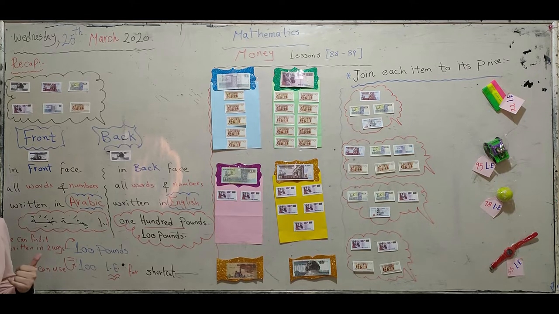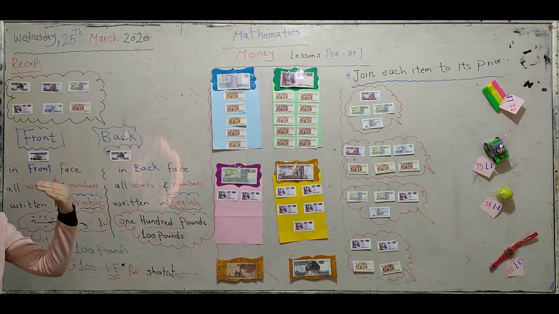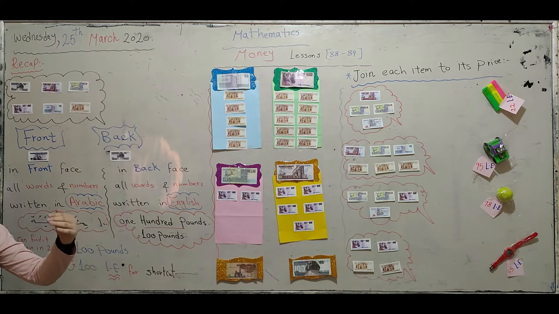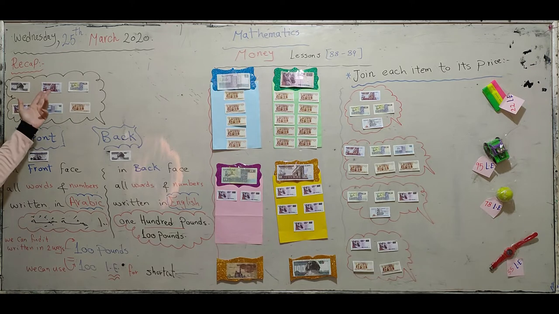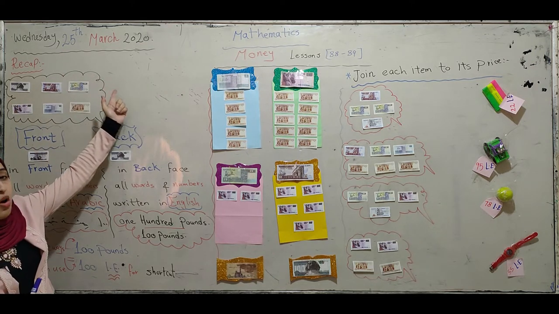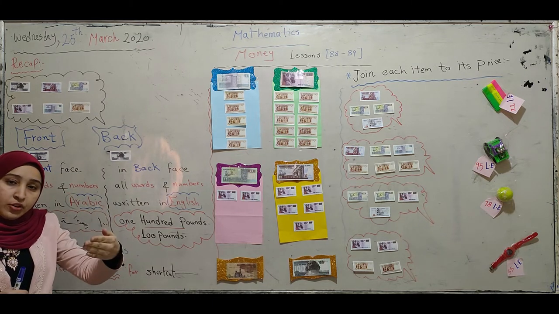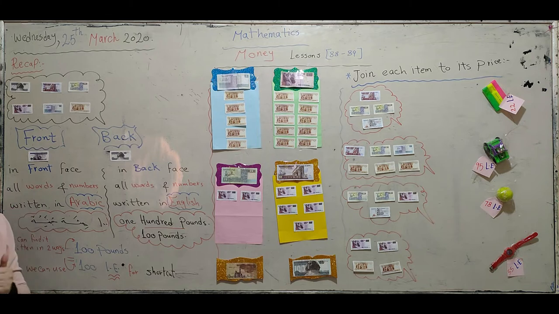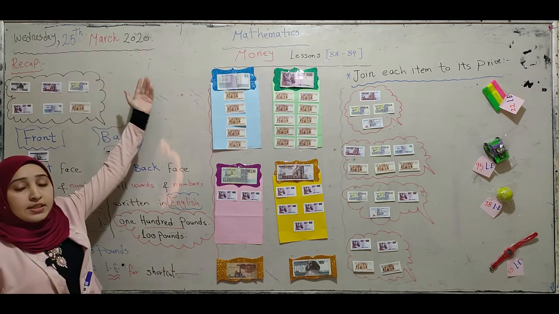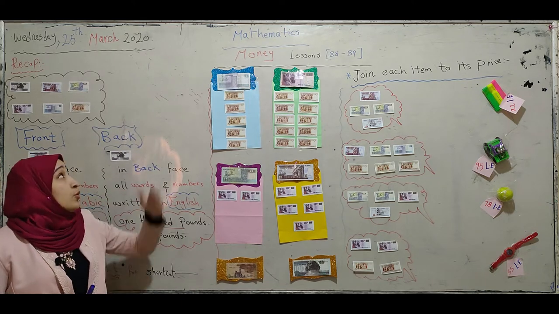Before we start our lesson, let's read our date as usual. As we know, we have 7 days in the week, and today is Wednesday. So the day after Wednesday is Thursday, and the day before Wednesday is Tuesday. Today is Wednesday, 25th of March. So our month is March. The month after March will be April, and the month before March was February. And our year is 2020.